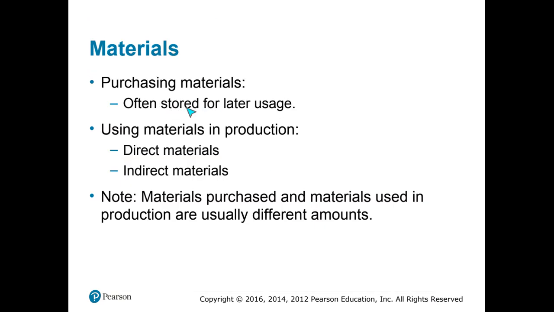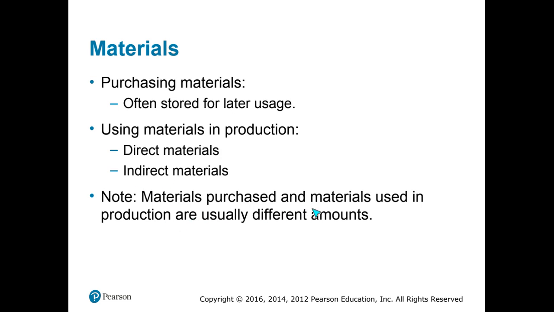Materials. Purchasing materials. These are often stored for later usage. Using materials in production. When we use materials in production, they're either classified as direct materials or indirect materials. And again, direct materials are directly associated with the product. Indirect materials cannot be easily traced to the product.